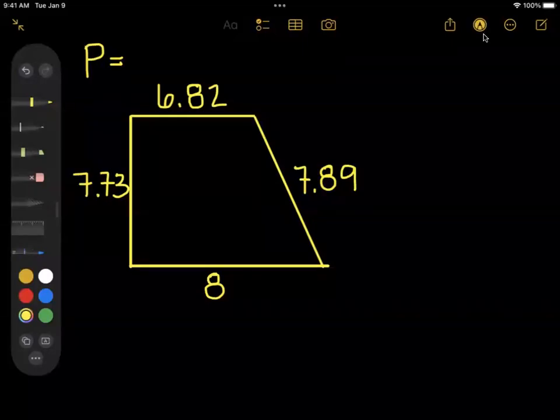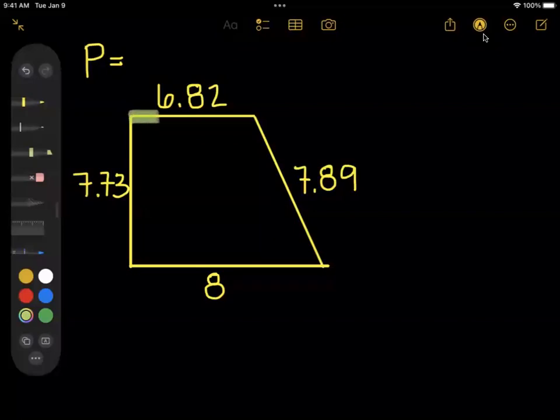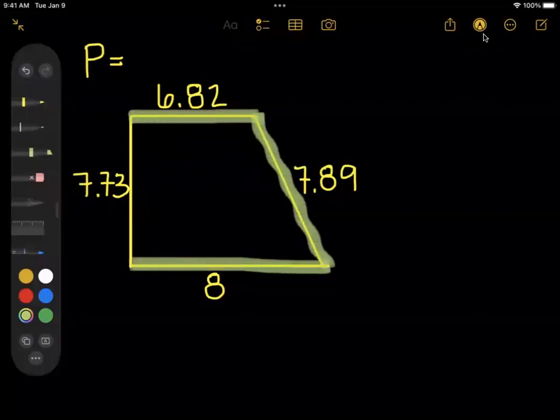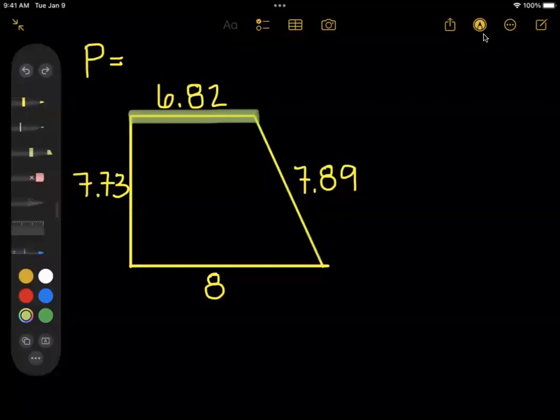Hey there, everybody. So for this one, we're going to be finding the perimeter of a shape that has decimal side lengths. So if you remember, perimeter is the measure of the distance around the shape. So that is the measure of the distance from here to here, here to here, here to here, and here to here all together. It's the distance around the shape.